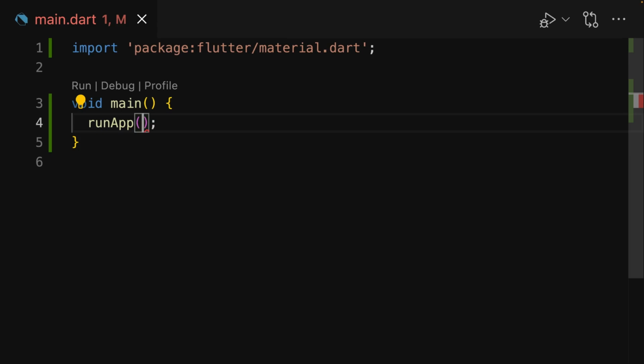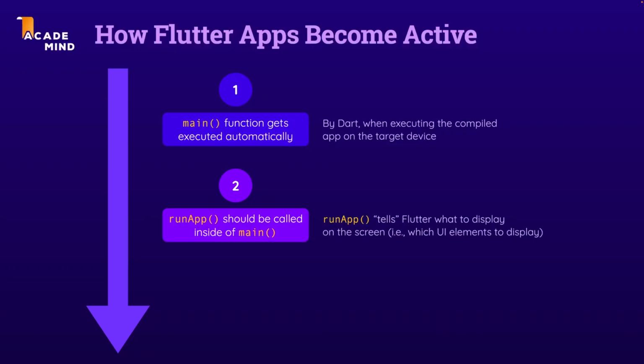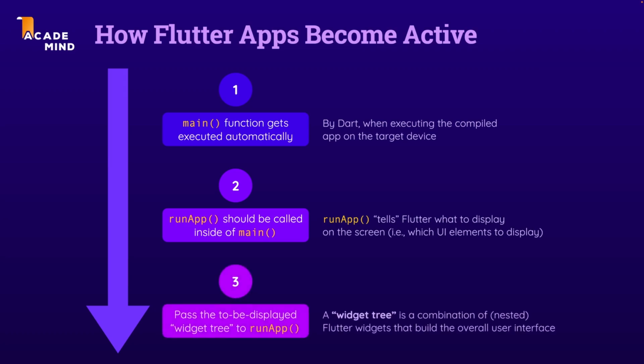So runApp needs one argument, one input value to display something on the screen. And this should make a lot of sense because, like this, at the moment, how would runApp know what to display on the screen? Well, the input value it needs is the content that should be shown on the screen. So the user interface it should show on the screen. And for that, runApp needs a so-called widget or widget tree as a value.